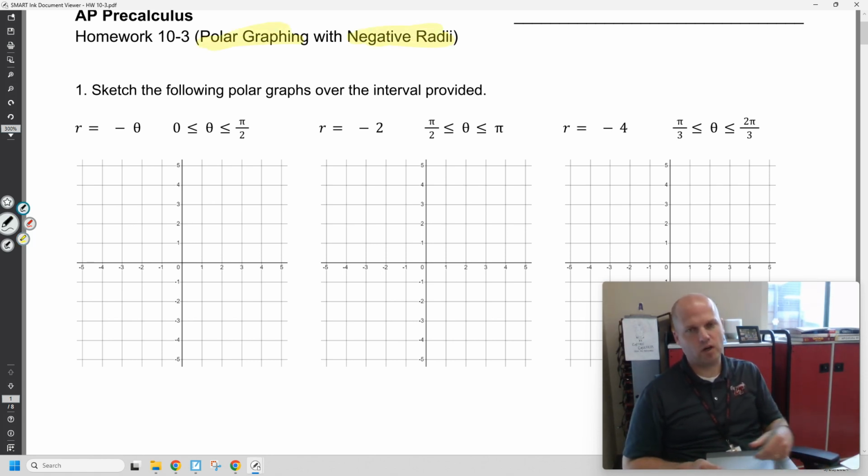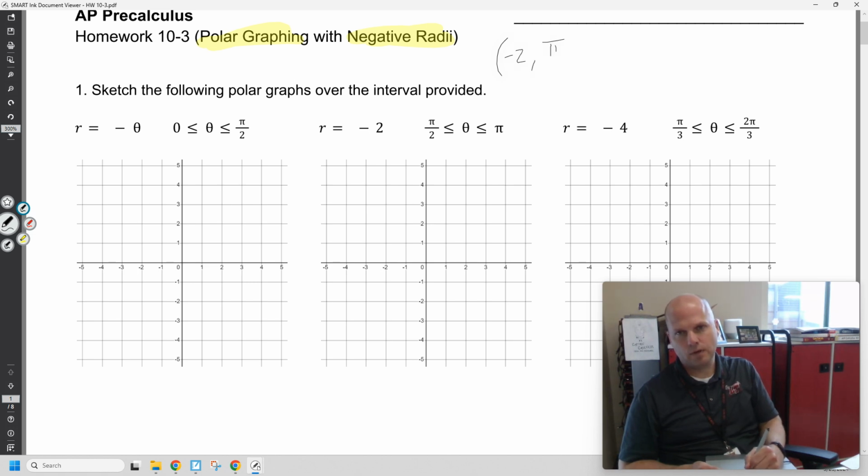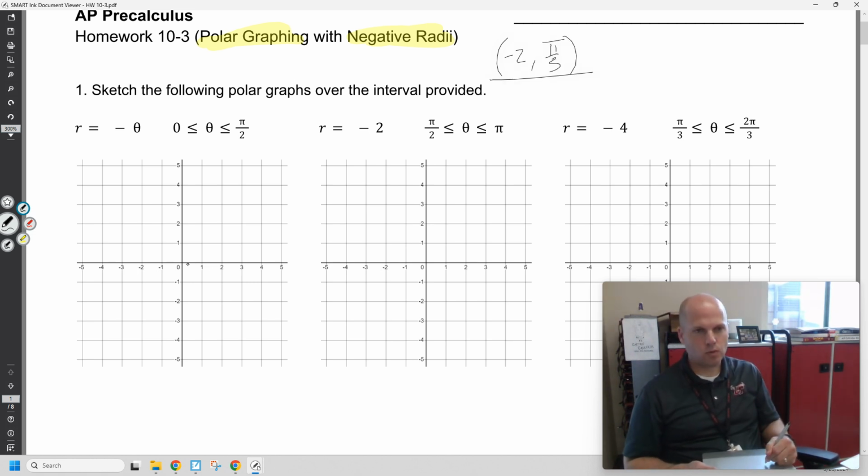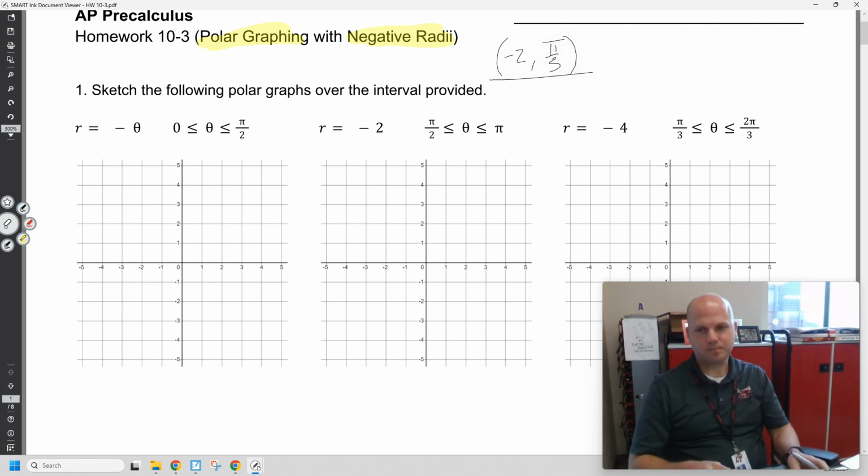We understand from the first lesson that if you have an r that is negative, just one example, you would go to the angle of pi over 3. Here's the angle of pi over 3, 60 degrees. We'd go in the opposite direction. So I'd go a distance of 2 away from that terminal angle. So somewhere around there. So that's important.